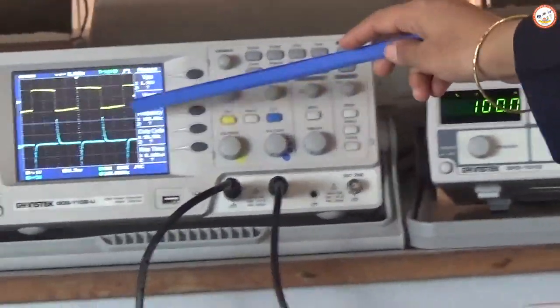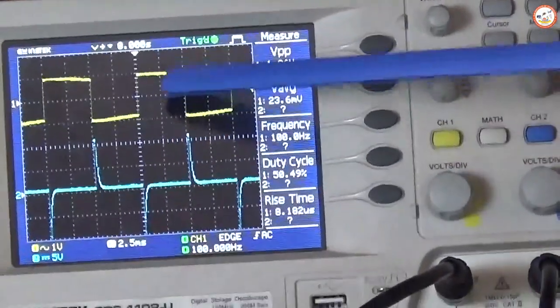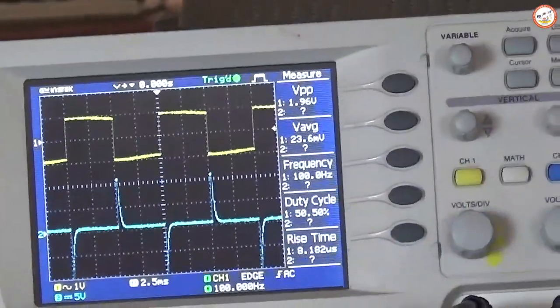And this is our input which we are giving. It is a square wave. The output is the differentiation of a square wave. So this is your output. This is all about the differentiator circuit.